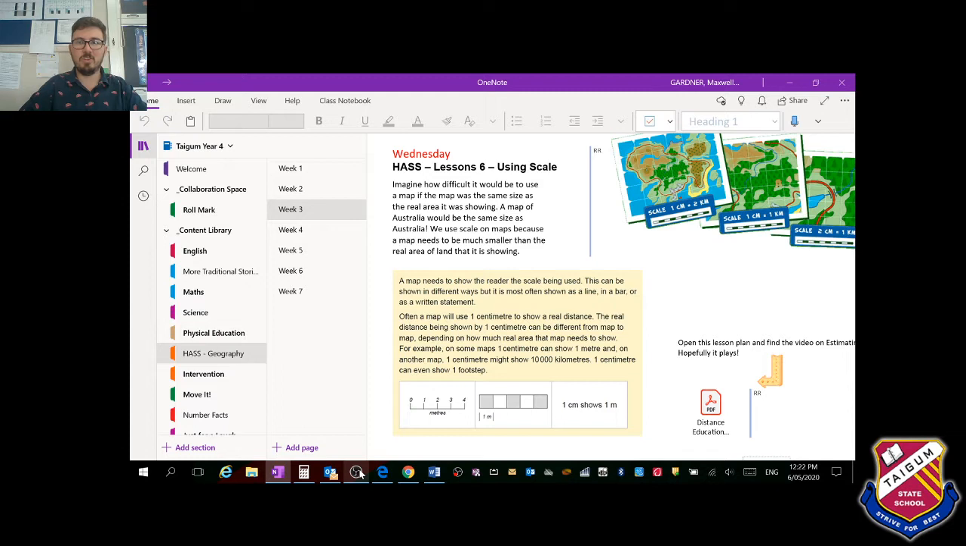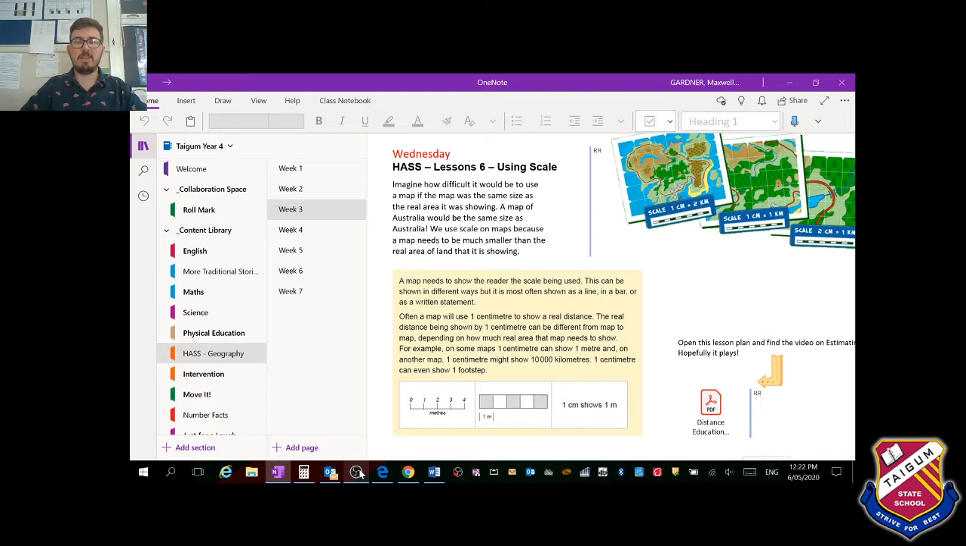So first of all, I want you to close your eyes and imagine that you have to create a map that's the same size as Australia. You wouldn't be able to do it, would you? You wouldn't be able to have a map that is the actual size of Australia. So a map of Australia has to be smaller than Australia, doesn't it? And that's basically the concept with all maps. So the way in which we do that is we use scale.